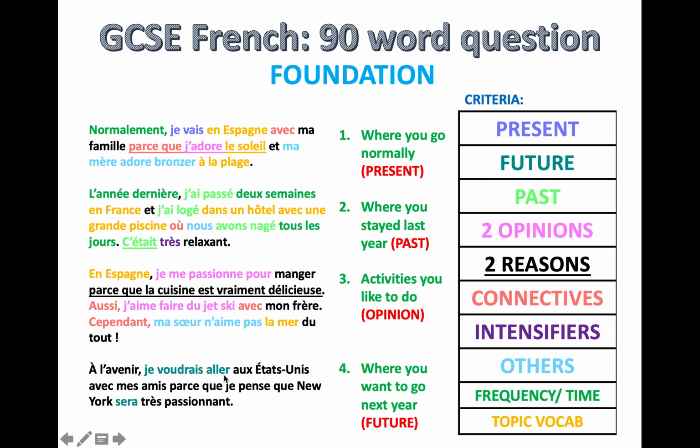Then in the last paragraph, we expected to see the future tense, and we can see it here. Je voudrais aller, I would like to go, and sera, will be, it will be. We have a reason, parce que je pense que New York, but that reason is also an opinion, because I think that New York will be. Well, it's a reason why you want to go to America, but it's also an opinion because you're saying what you think. We've got a time phrase, à l'avenir, in the future, and you've got another intensifier in très. And of course, aux États-Unis, specific to the topic, meaning America.